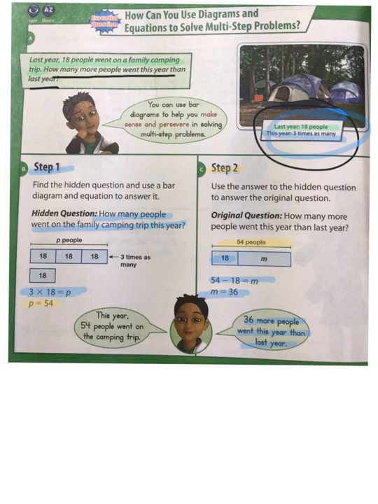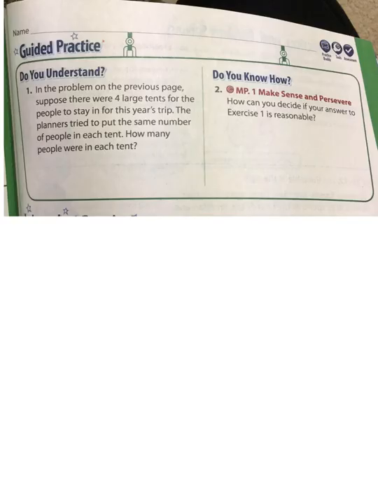Remember that if you hear the words how many more, you know you're going to need to either add or subtract. And if you hear the words times as many, you know that you're going to either need to multiply or divide. You're going to have to read the question very, very carefully to figure out what you need to do. Let's do the guided practice together. I'm also going to do numbers 3 and 4 with you on the independent practice.